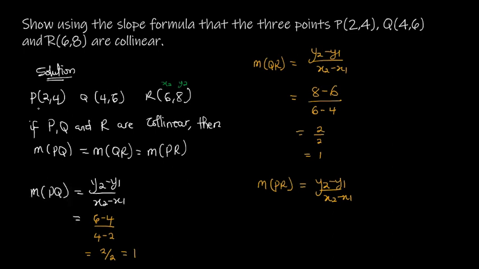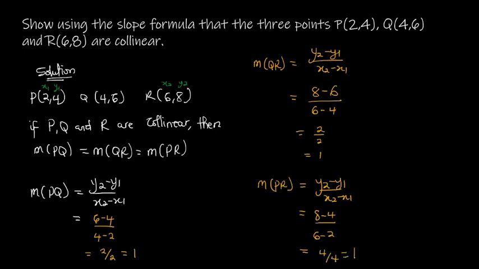This time around, because we are starting, our first point is P, it means that this becomes our x1, y1. Alright. So from here, we have my y2 is 8 minus my y1 is 4 on my x2 is 6 minus my x1, which is 2 over here. So this is equal to 4 on 4, and this is equal to 1.